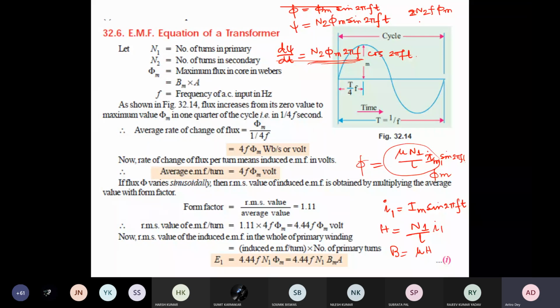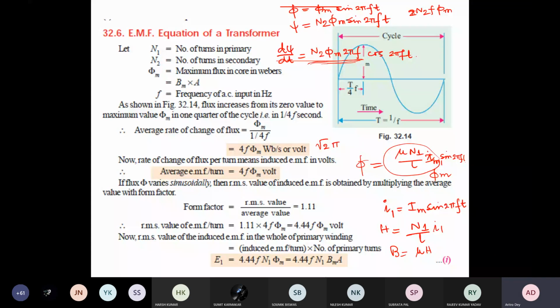So root 2 into pi will ultimately give you 4.44. So you can see the EMF induced is actually 4.44 into F, which is frequency, then N, which is your number of turns, into phi m, which is equal to Bm into A, where A is your cross section area, that remains the same. So it depends on the maximum flux density, the number of turns in the coil, the cross section area, and this 4.44.